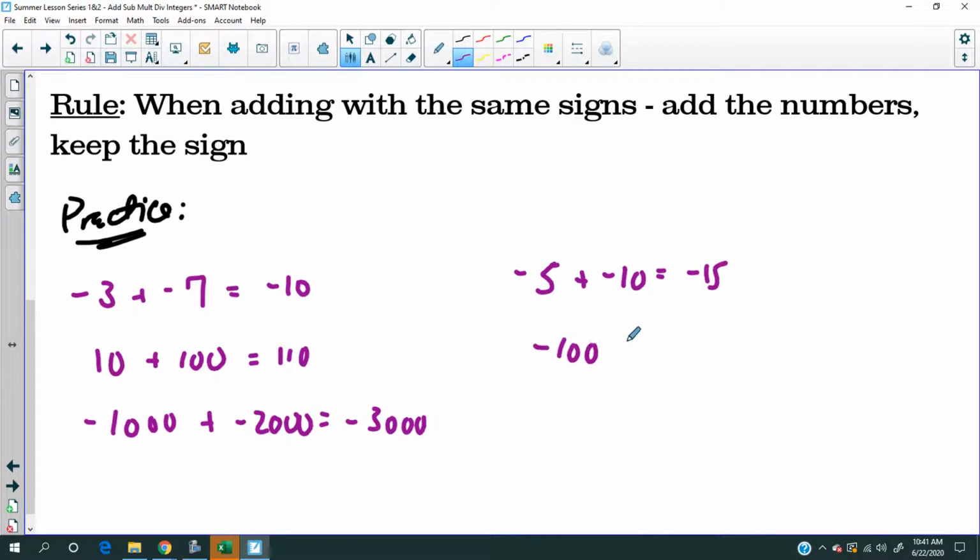And then lastly, I want to show you one more. What's negative 100 plus 0? Aha, negative 100, right? It's a 0. Nothing changes, right? Okay, all right. So now that you know that, let's move on.